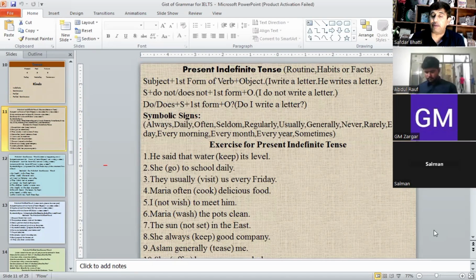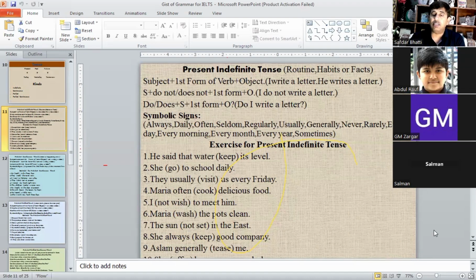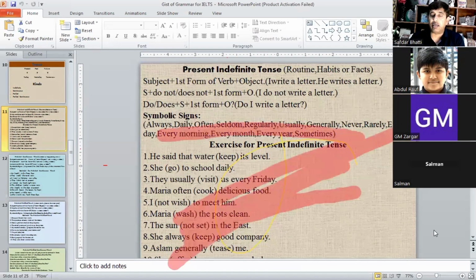Now, my dear, you will have to remember these symbolic signs. They are very, very important to learn and to remember. First important point is always, if you find these symbolic words in any sentence, it definitely automatically will be in the present indefinite tense. The symbolic signs are always, daily, often, seldom, regularly, usually, generally, never, rarely, every day, every morning, every month, every year, and sometime.